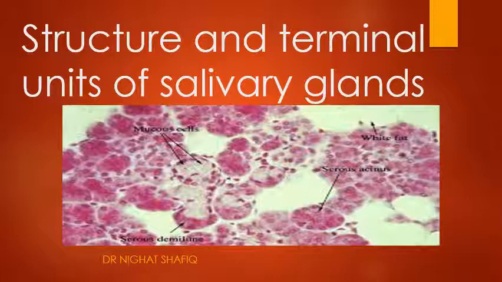You can correlate it with this tank, and you can correlate it with a bunch of grapes. Have you seen a bunch of grapes, with stems and branches? The ducts are the branches, okay? So it is very easy to understand, and the secretions of different cells are different in the salivary glands, right? So we will proceed.